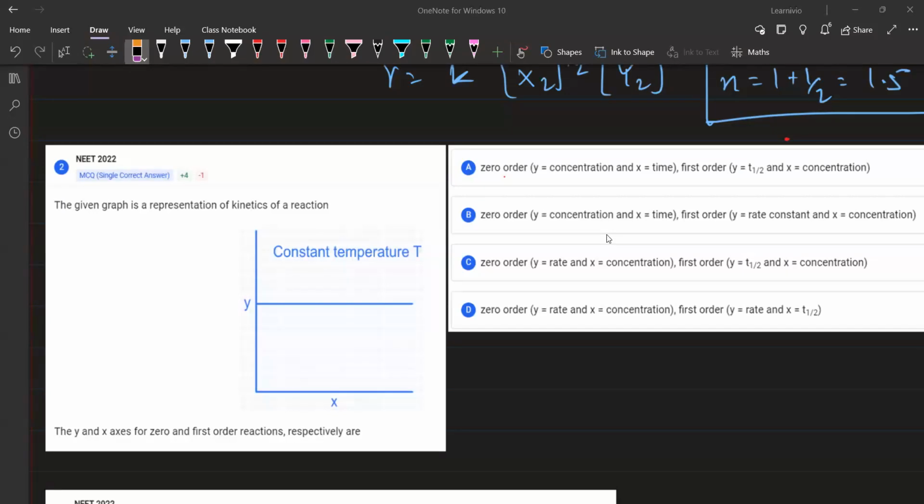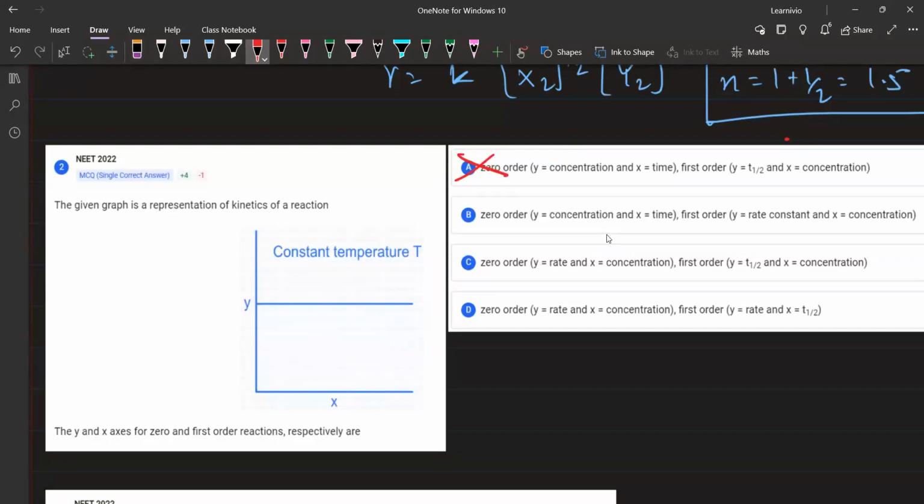Okay. So here, if you look at the options, you have to look at each option. The first option says this graph can be for zero order reactions, in which y is the concentration and t is time. But if I look at this type of graph, the concentration should be reducing with time, because concentration cannot be constant with time. So the first option is not correct. I will have to ignore the first option.